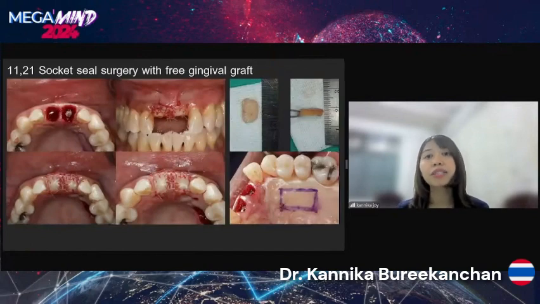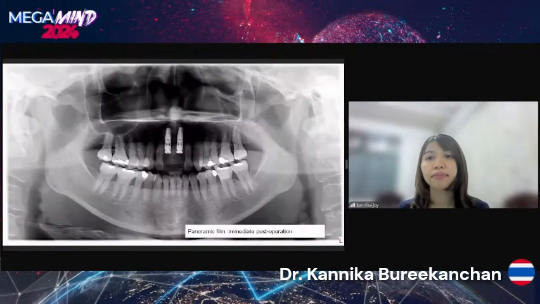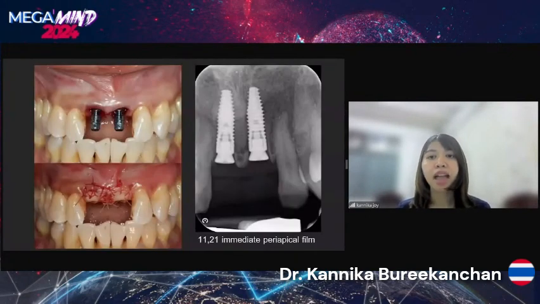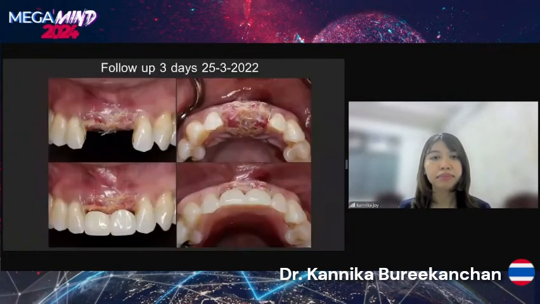Socket seal surgery with a pre-gingival graft harvested from the left palatal side. This picture shows the immediate post-op panoramic film. This picture shows the immediate post-op periapical film. And this picture shows the immediate post-op CBCT.